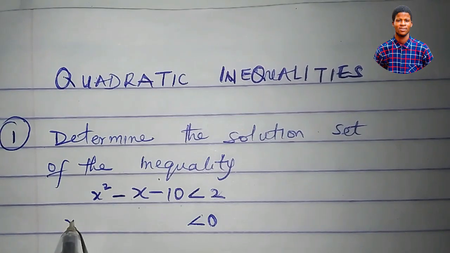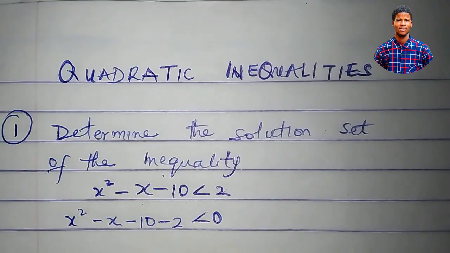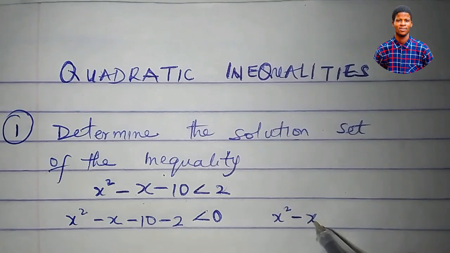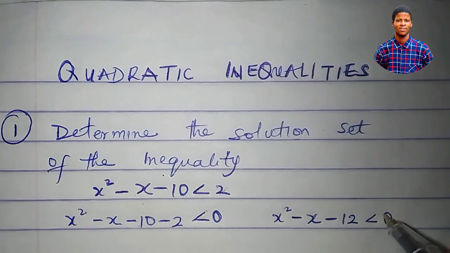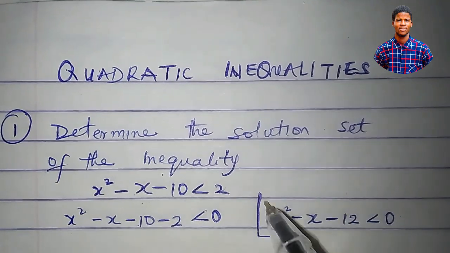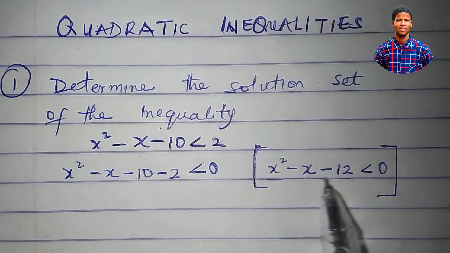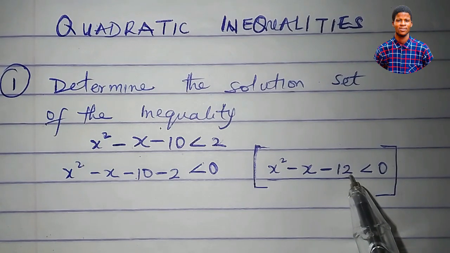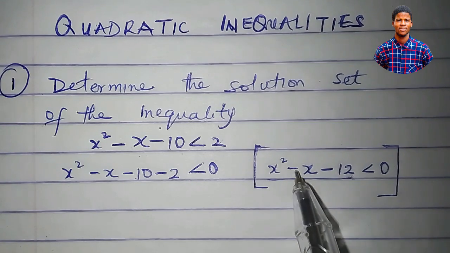So, we have x squared minus x minus 10. If 2 crosses, it becomes minus 2. Good. So what we have now says x squared minus x minus 10 minus 2, which is minus 12, less than 0. This is the inequality that we are going to solve right now. The left-hand side is quadratic and we can factorize it. So let's factorize. Two numbers that will multiply to give us minus 12, and when added to give us minus 1.